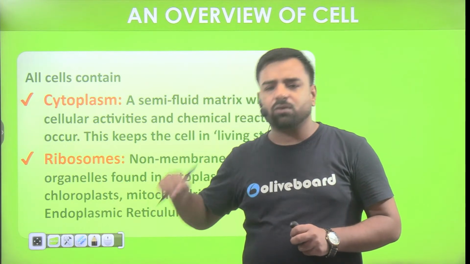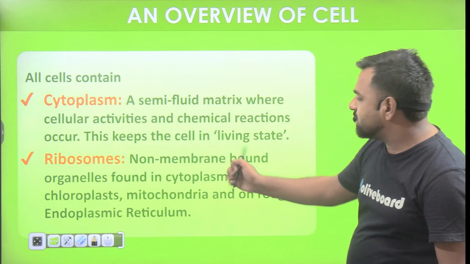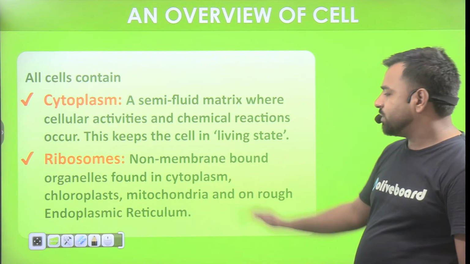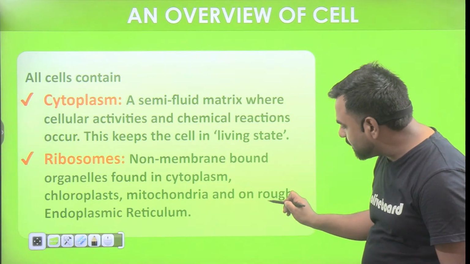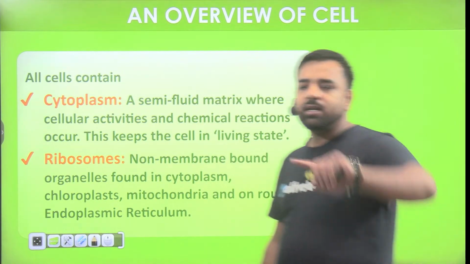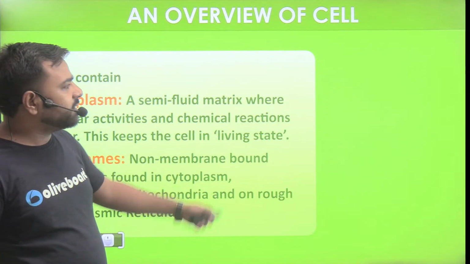It's also present on the endoplasmic reticulum. It's also present on the other parts. So that's mentioned here. It is a non-membrane bound organelle which is found in the cytoplasm, chloroplast, mitochondria, and on the rough part of the endoplasmic reticulum. Mark this word rough. It will be linked later on. Fine. So I'll just show you the image as well.